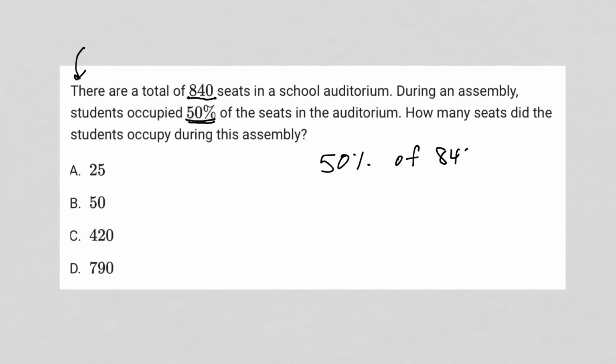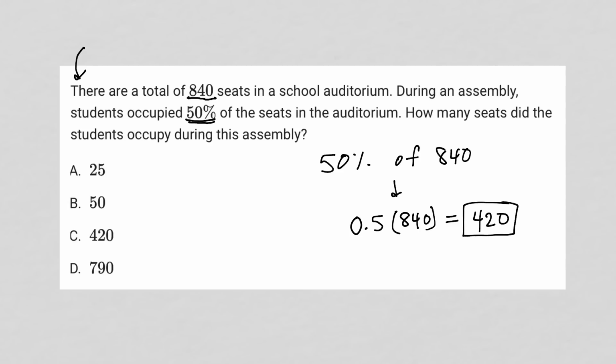840 seats were occupied. So we're just going to convert that into a mathematical equation. 50%, and anytime you see percent on this test, you should convert into a decimal form. So 50% is the same as 0.5. Of means multiplied by, and of course then I have my 840. 0.5 times 840 is equal to 420, right?